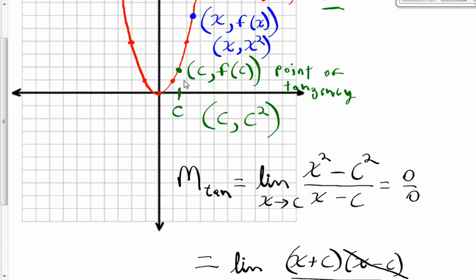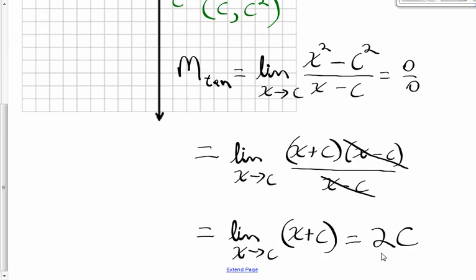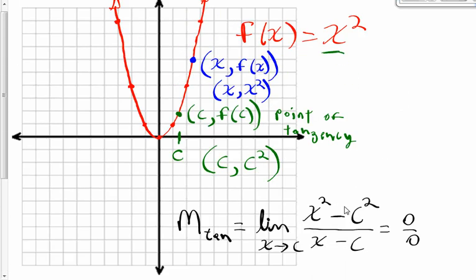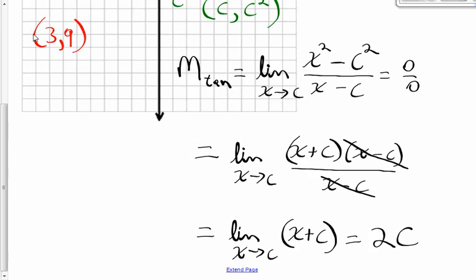So whatever the x value is at the point of tangency, if I want to know the slope of the line tangent to the curve at that point, all I do is multiply that x value by 2. So for instance, at the point 3, 9, where x is equal to 3 and y is equal to 9, the slope of the tangent line to that point on the curve would just be 2 times c, which would be 2 times 3, 6.